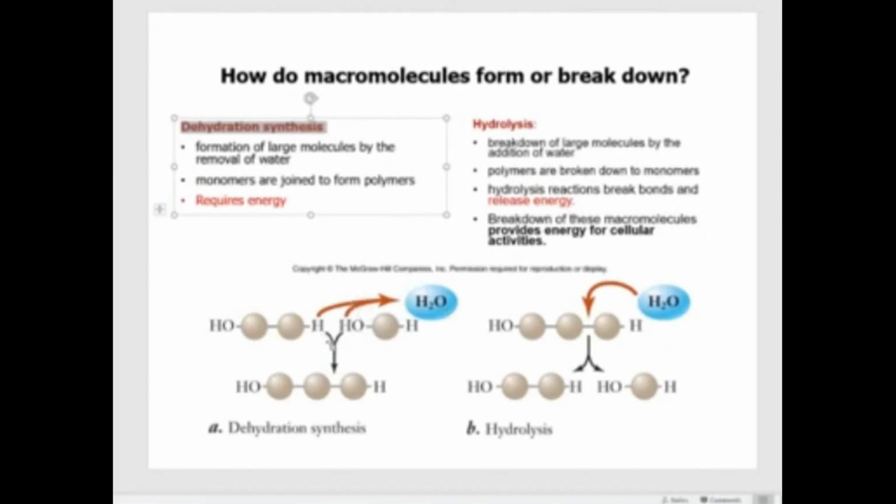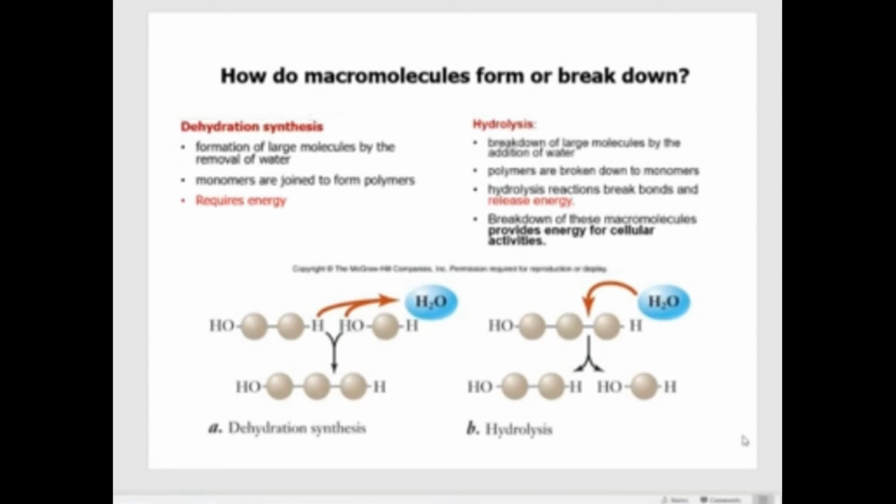When you remove these two groups together, these two carbons are going to be linked, forming a chemical bond. So you're combining these two monomers, and that will form a polymer. So in order to build something big, you have to remove water. That's why it's called dehydration synthesis, right? You're synthesizing something. Now, this process requires energy. So when you build something from small to big, you need to have energy input. So you need to provide energy.